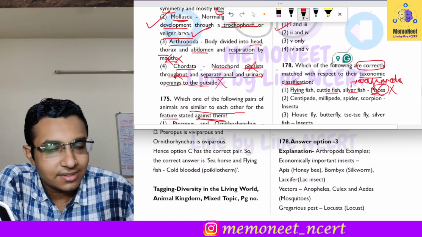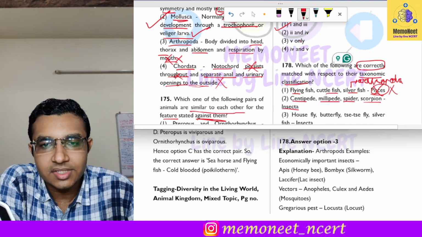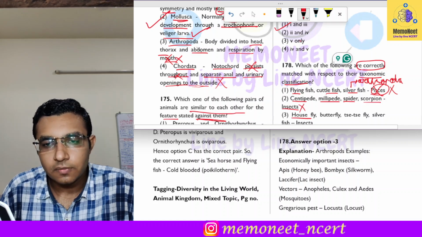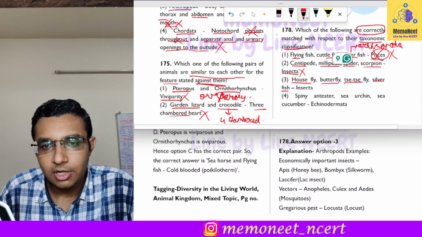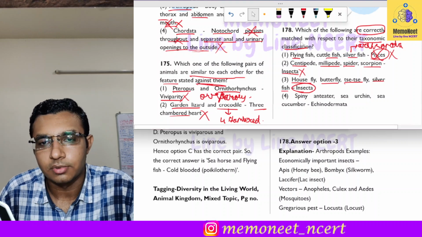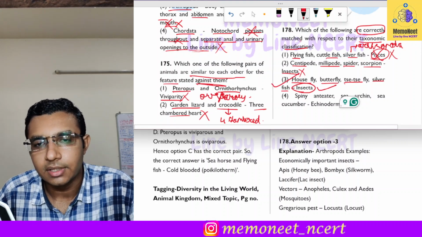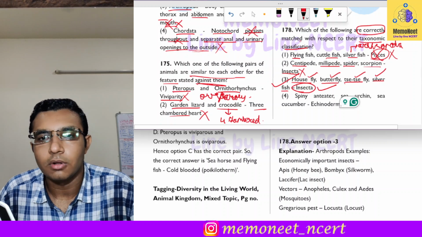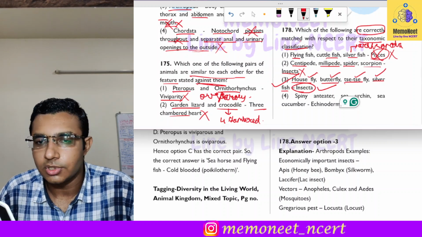The second is the centipede, millipede and spider and scorpion belong to insecta, so this is also incorrect. Okay, then third is housefly, butterfly, sea fly and silverfish belong to insecta or the arthropoda, so is this correct? So yes, the third statement is absolutely correct. Okay, the housefly is an insect, the butterfly is also an insect, the sea fly is also an insect and the silverfish also belongs to insecta. So the correct answer of this question is option 3.